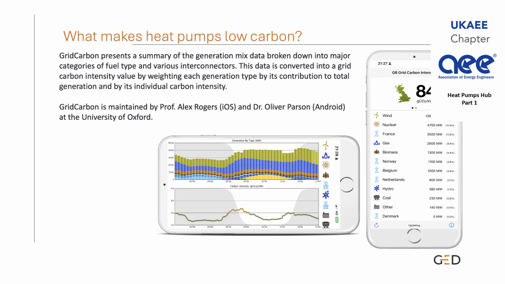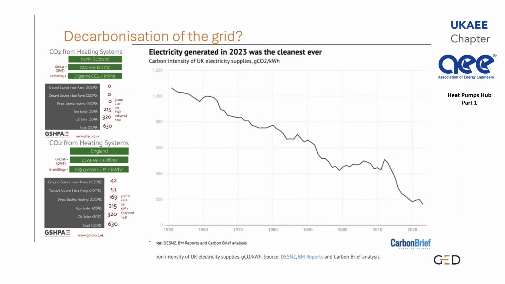So if you put that electricity into a heat pump, on the left here, it shows you if you have a coefficient of performance of a heat pump of 3.2 for a ground source heat pump. In England this morning, the grid was 169 grams of CO2 per kilowatt hour. Your heat pump would be generating 42 grams of CO2 per kilowatt hour, versus a gas boiler at 215, oil boiler at 320, or coal at 630.